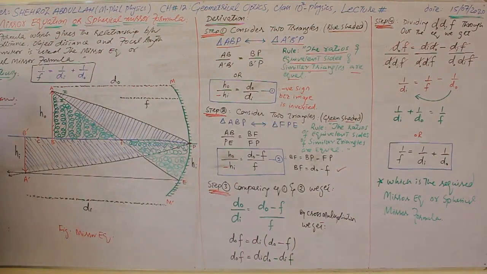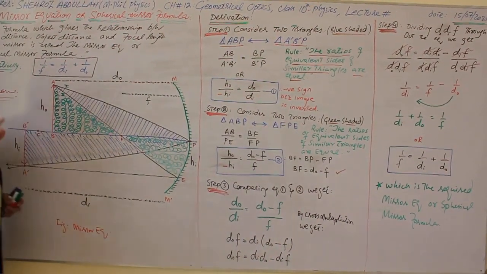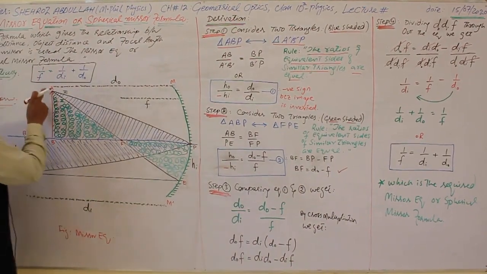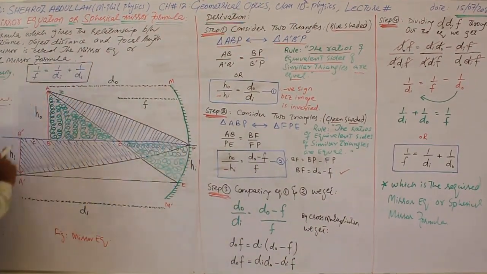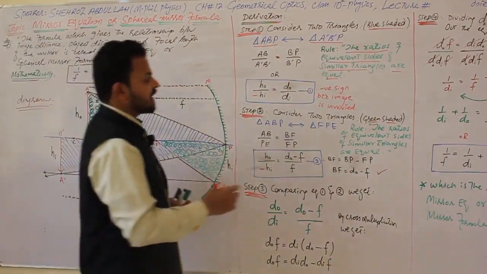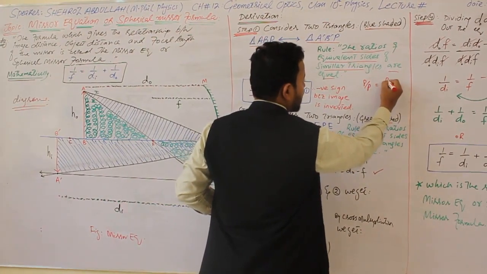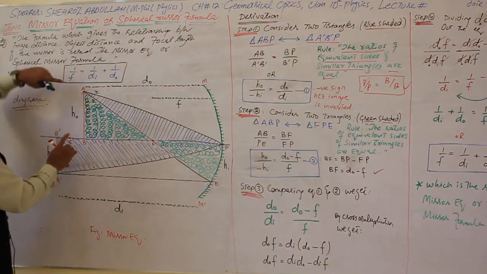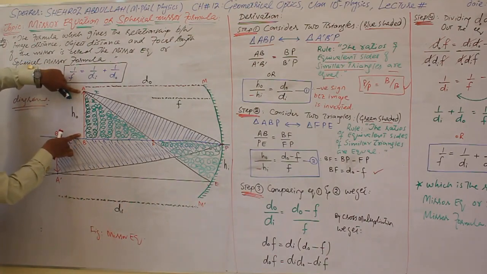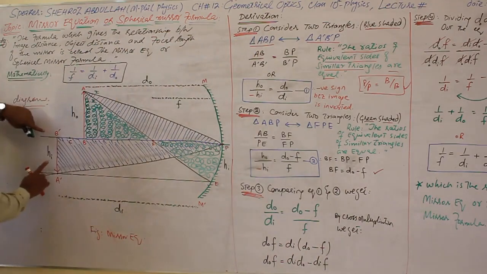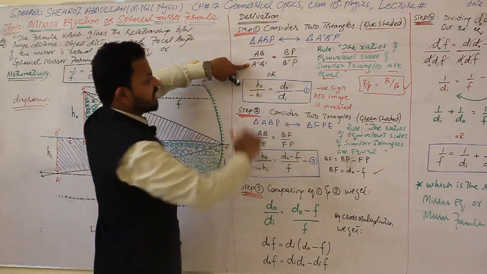Let's come towards this diagram again. Which two triangles am I talking about? I am talking about this triangle ABP, and A dash B dash P. I am comparing these two triangles. I am taking a ratio of perpendicular to perpendicular and base to base. In the first triangle, AB is the perpendicular, so I have written AB over here. In the second triangle, A dash B dash is the perpendicular. I have written A dash B dash over here.